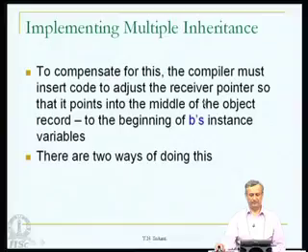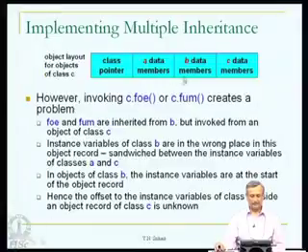Where is B? The solution to this problem is to compensate: the compiler must insert code to adjust the receiver pointer so that it points to the middle of the object record, that is, to the beginning of B's instance variables. So, what we are saying is, if we know that this is the beginning of B, which we will know, if this is the layout, we know how many data members are here.